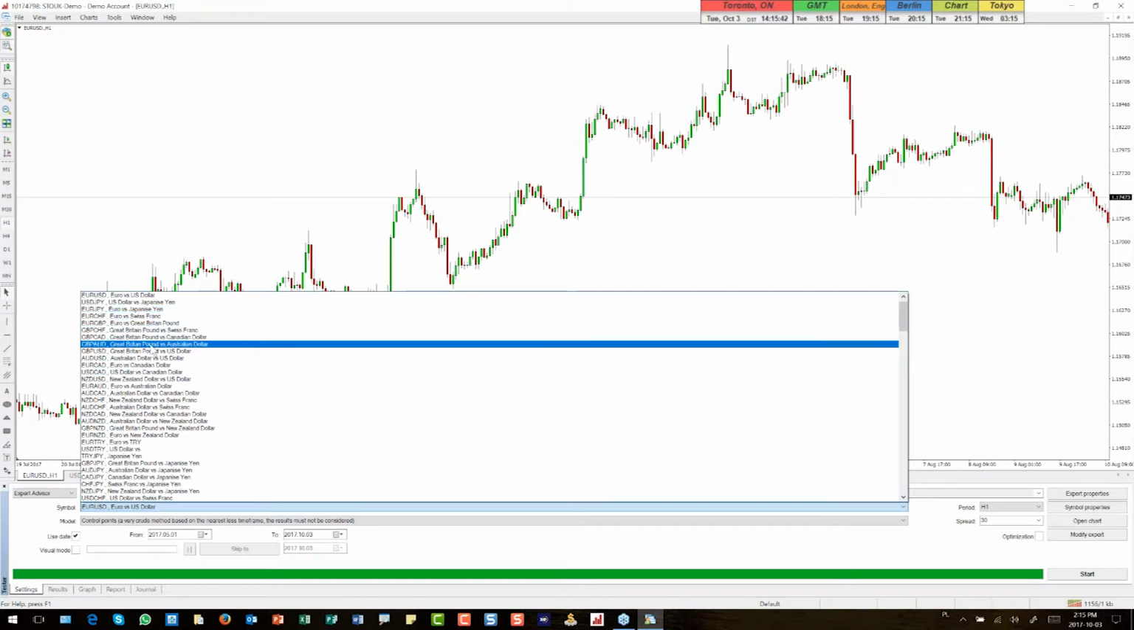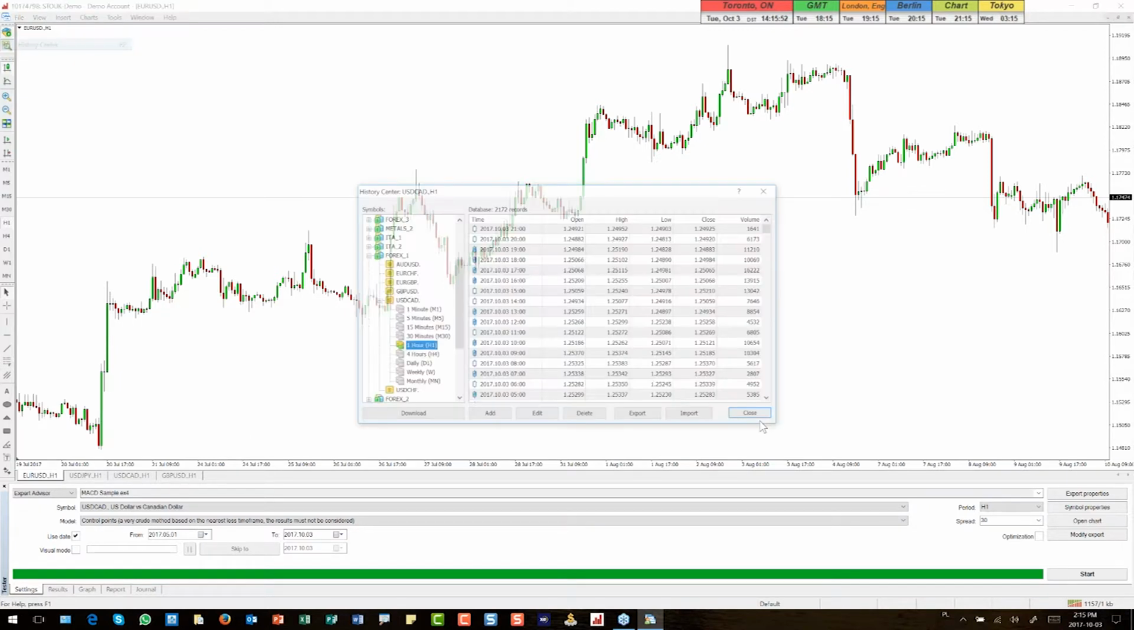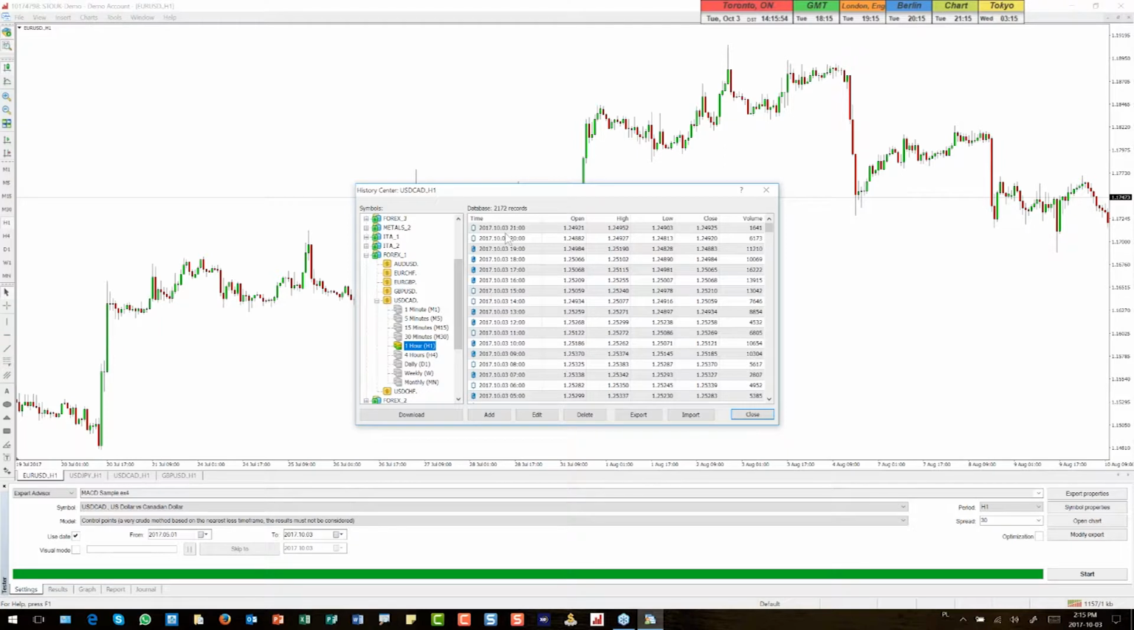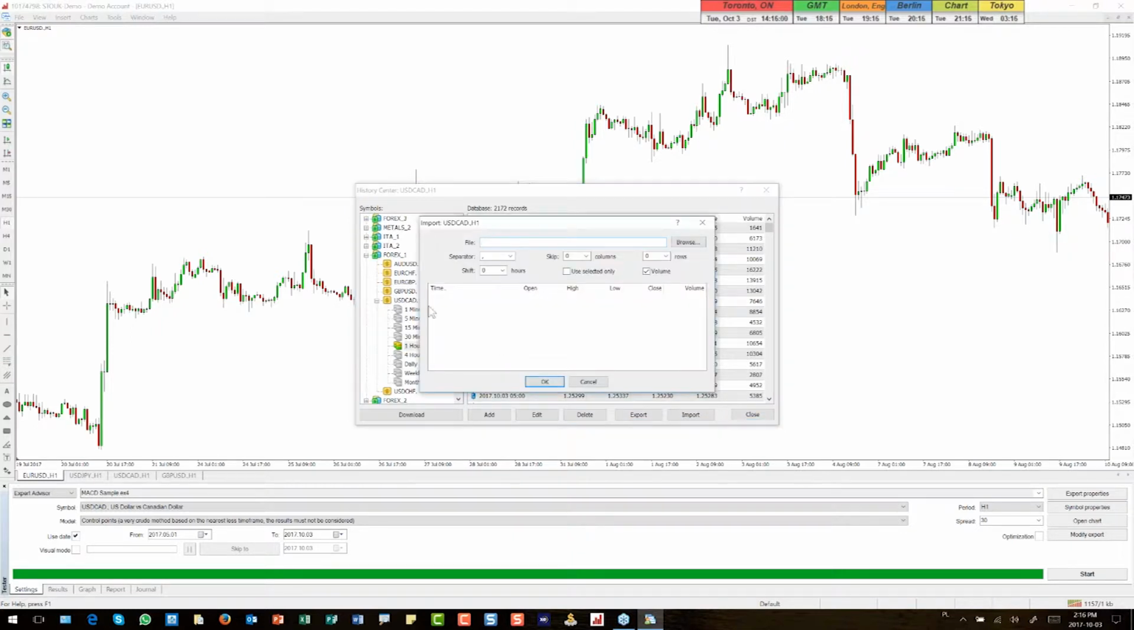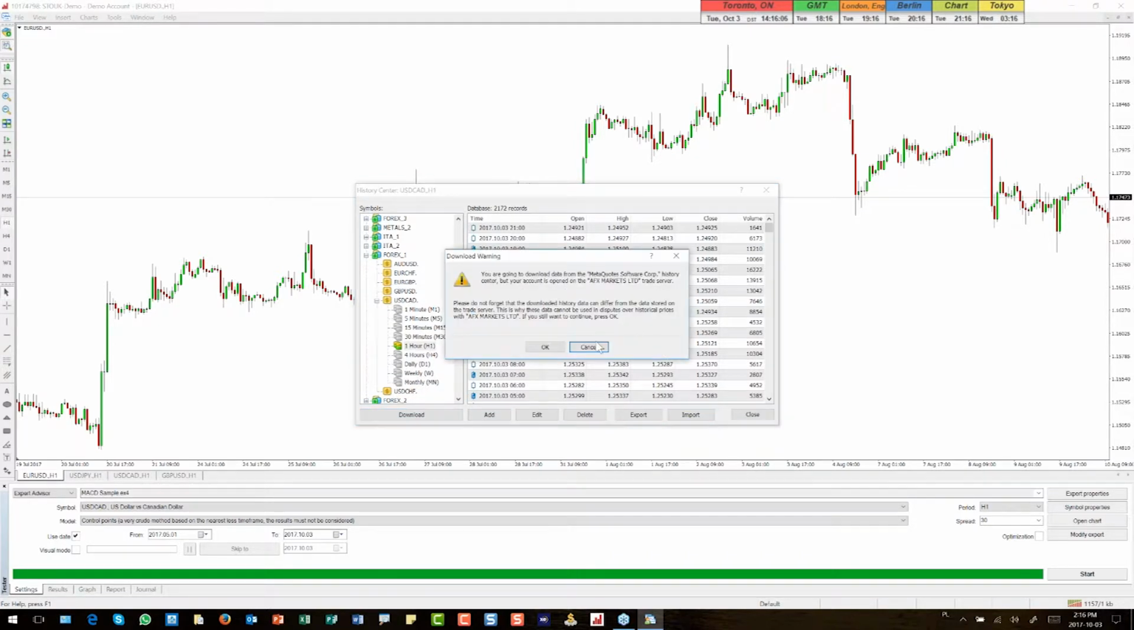So what we can do is load more information. We're going to History Center, and then we have all the pairs showing. We have US Canadian. Sorry, I was testing that. Okay, well, let's go to US Canadian, for example. Okay, sorry. We're going to change that to US dollar Canadian.